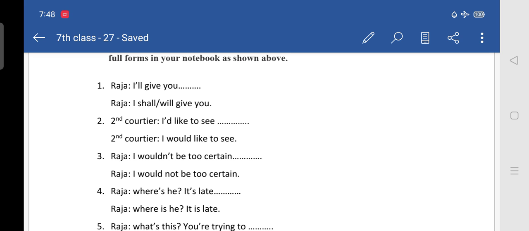See the third, Raja, I wouldn't be too certain. I wouldn't is a short form. How will you write it in full form? I would not be too certain. So in the full form it will be would not. Fourth, Raja, where's he? It's late. So in the short form you will be saying where's he? It's late. Whereas in the full form, where is he? It is late.